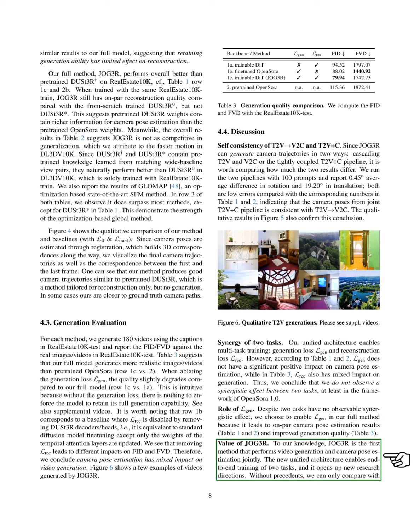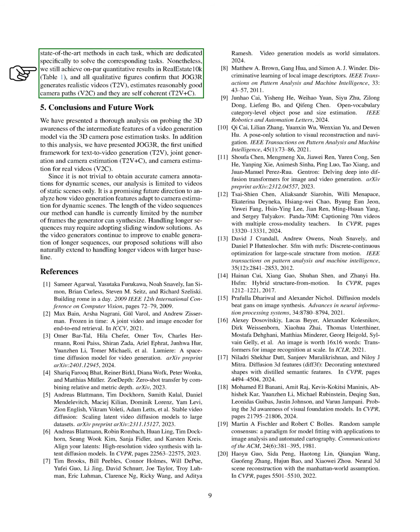Finally, we highlight the value of JOG3R, as it is the first method to jointly perform video generation and camera pose estimation. Our unified architecture allows for end-to-end training of both tasks, paving the way for new research opportunities. While we can only compare with state-of-the-art methods dedicated to each task, we achieve competitive quantitative results in Real Estate 10K, and our qualitative assessments confirm that JOG3R generates realistic videos, estimates good camera paths, and maintains coherence.